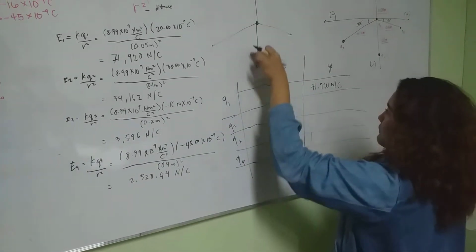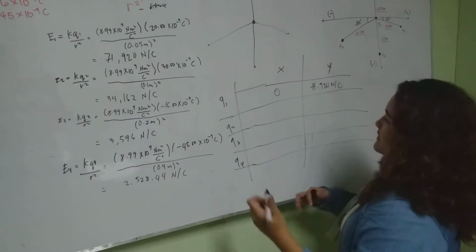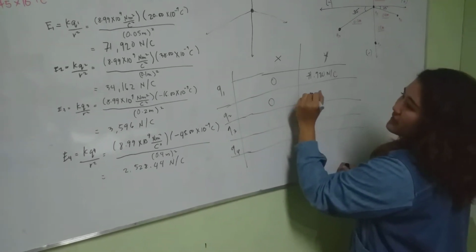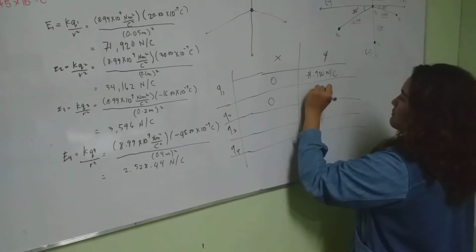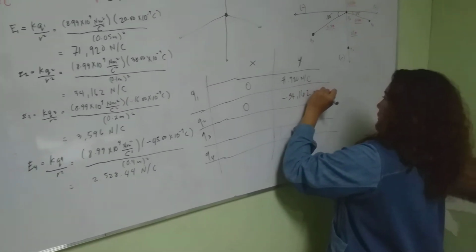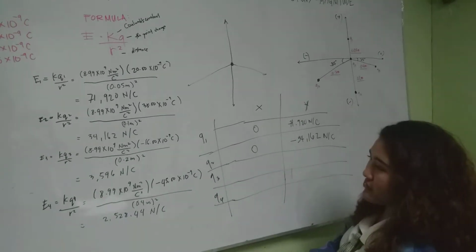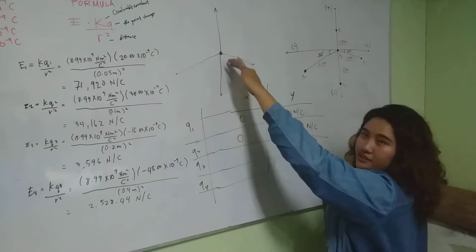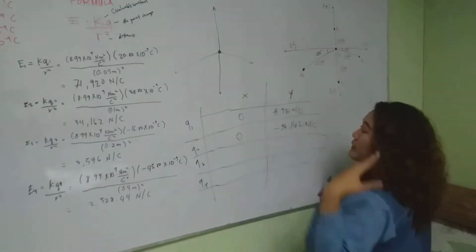And for Q2, we have it facing downwards at the negative y-axis, which is why our x will be 0 and our y will be negative 34,162 newtons per coulomb. Now, for Q3 and Q4, since these are tilted angles, we will be looking for the x and y components.